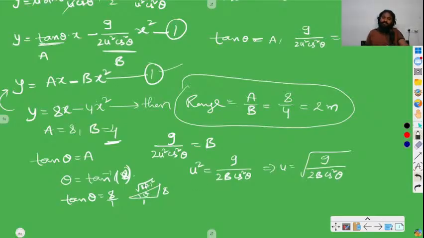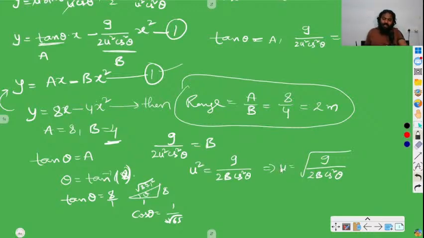Cos theta value is nothing but root of 8 square, 64, plus 1, 65, so root 65, and 1 by root 65. From this triangle, cos theta is equal to 1 by root 65. This is the cos theta value. Substitute in this place, then you will get the u value.